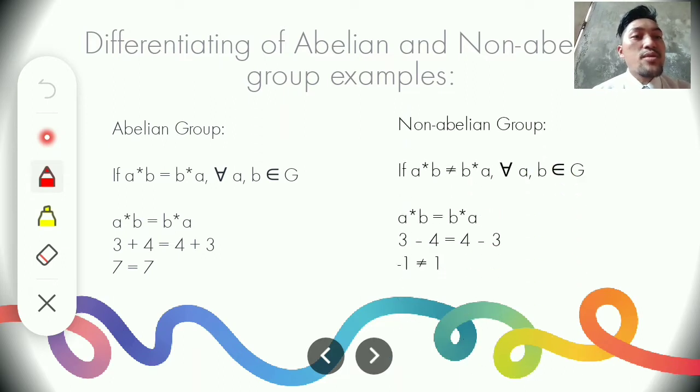And for a non-abelian group, it is the opposite. So a * b is not equal to b * a for some a, b in G. For example, 3 - 4 versus 4 - 3, and then we have negative 1 is not equal to 1. So, a non-abelian group can also be called a non-commutative group, and an abelian group can be called a commutative group.